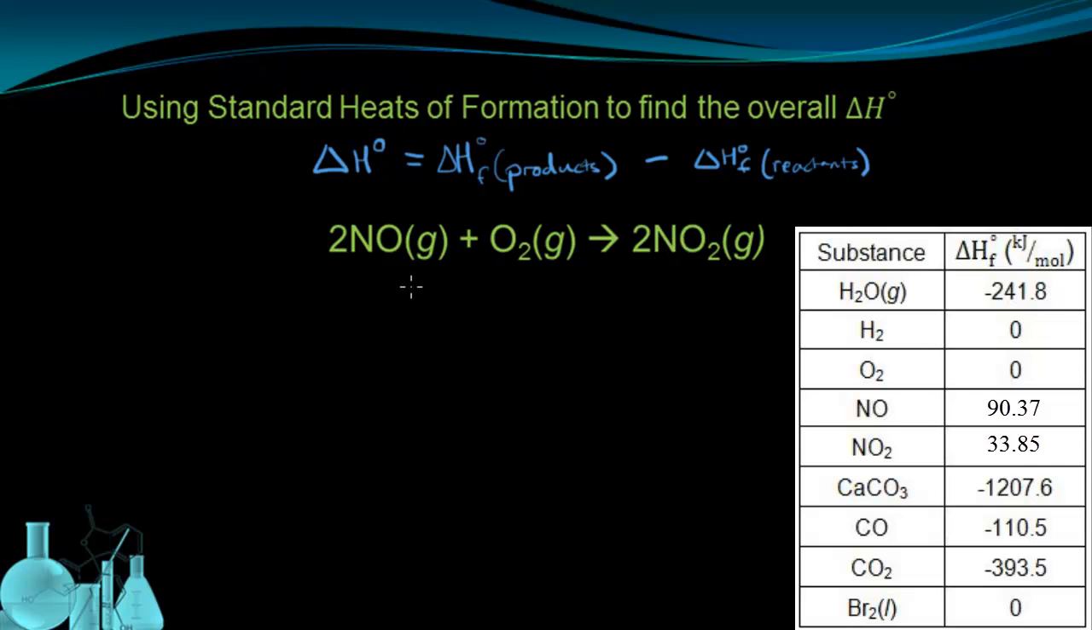Let's start by getting the values for each of these compounds from the table. The first reactant, NO gas, has a standard heat of formation of 90.37 kilojoules. I'm going to multiply that by 2 because there are 2 NO molecules on the reactant side. Next, I'm going to look at oxygen. Now, oxygen is an element in its most stable state, and any element in its stable state at the standard condition is going to be 0. So oxygen is just a 0. Next, I'm going to look up NO2, which has a standard heat of formation of 33.85 kilojoules. And I'm also going to multiply this by 2 because I have 2 of them.